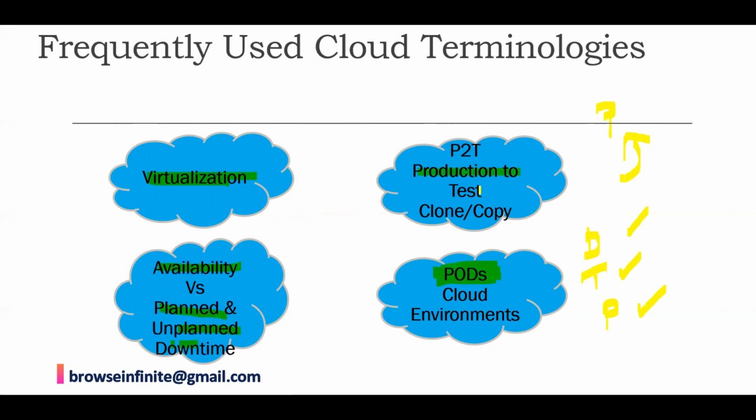So there will be a production to test copy clone happening quarterly once, monthly once, depending upon how the customer wants in a day-to-day implementation support project. So these are the few terminologies. You can learn about more of them, but I just wanted to show you few.